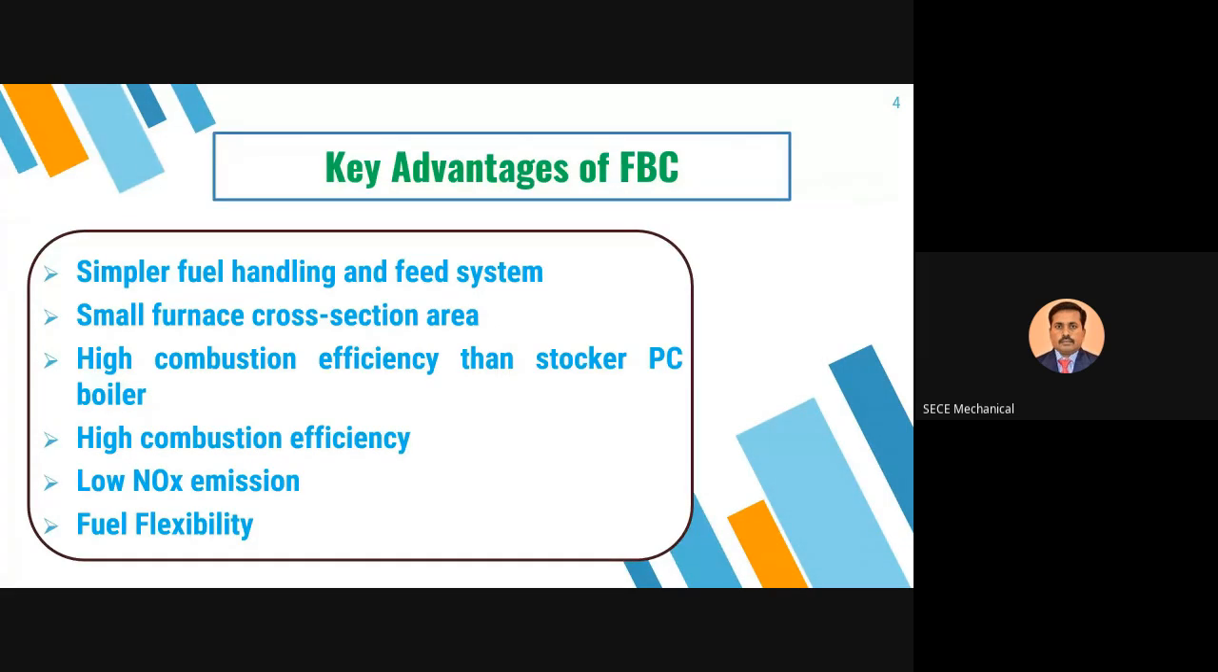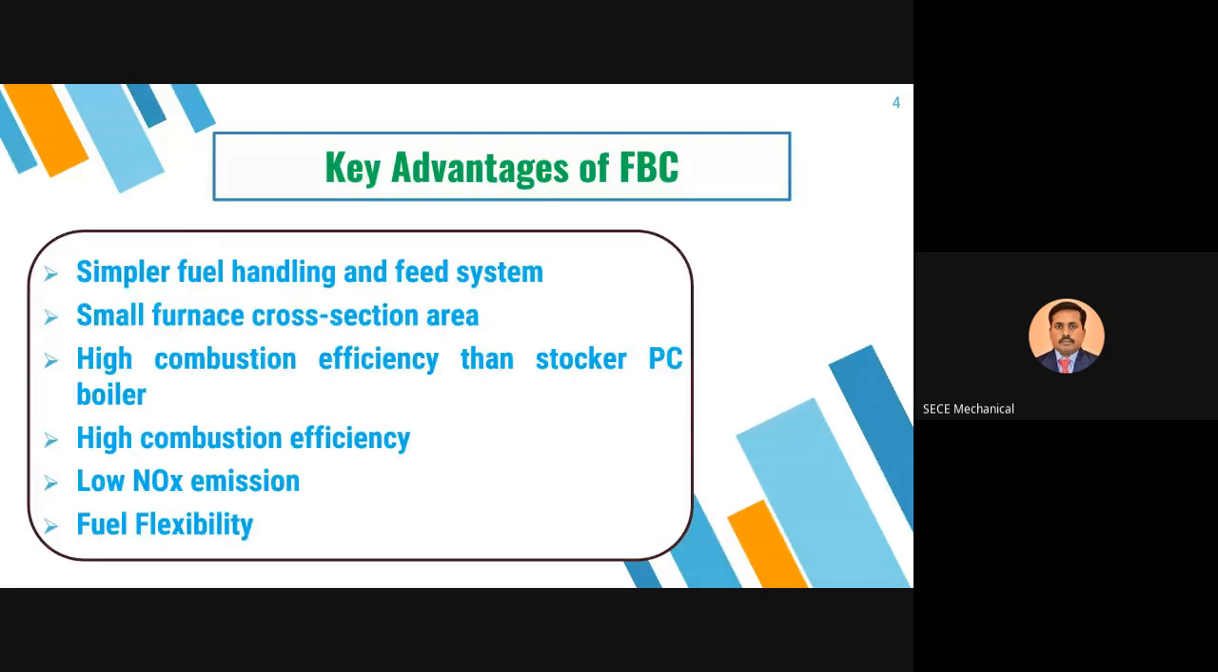For easy handling of fuel like coal, we have to use some conveyors, and also you have to move the coal to the furnace area. Then it should be completely ignitable. Only then can we convert the coal into ash. If the coal is fully combusted, we get only ash. Otherwise, a lot of toxic gas is produced due to unburned coal. So for a simple fuel handling and feed system, we create it with the help of this FBC. That is the main reason.